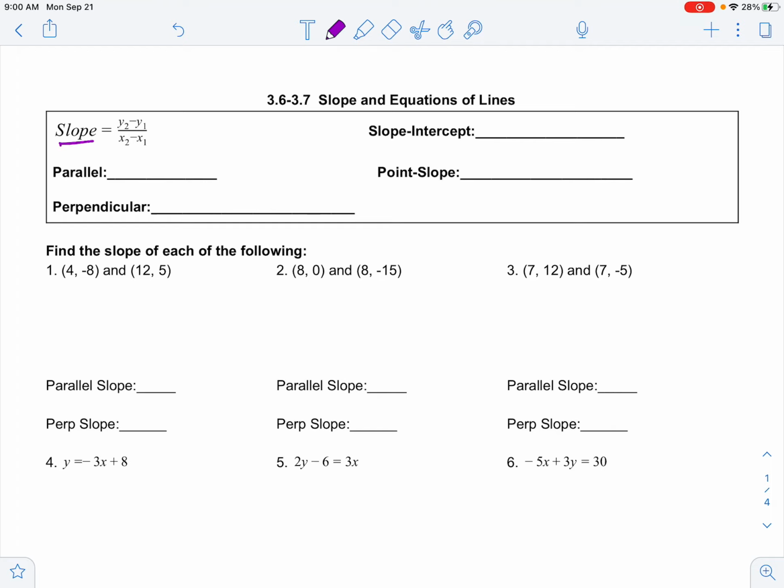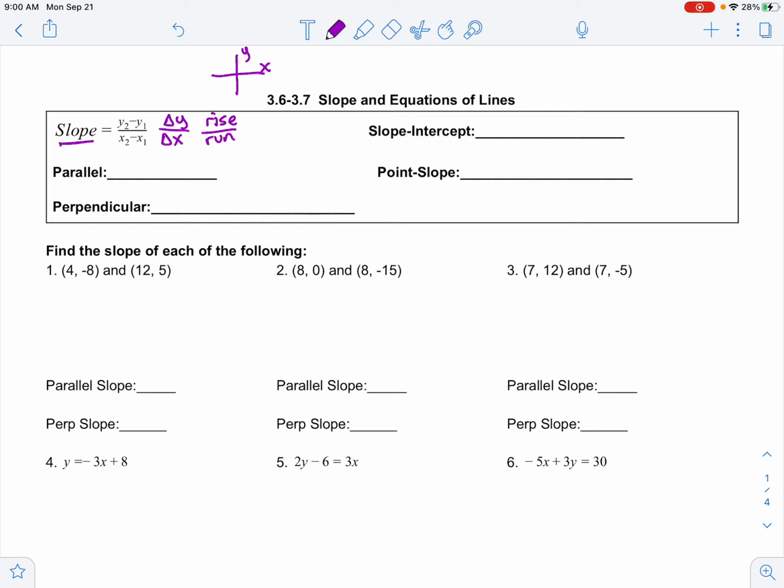We have y2 minus y1 over x2 minus x1. You may have also heard of that as the change of y's over the change of x's, or you may have heard it as rise over run. Because remember, on a graph, our x-axis is side to side, my y-axis is up and down.